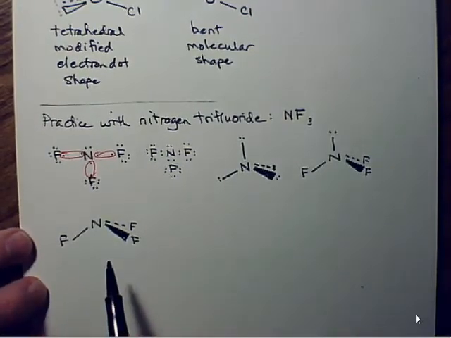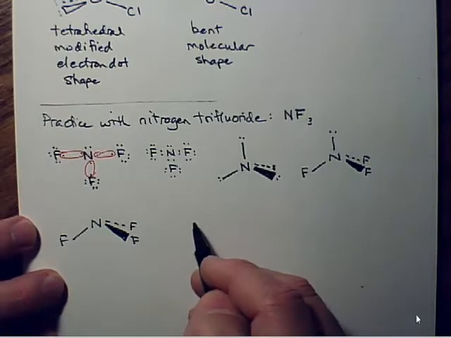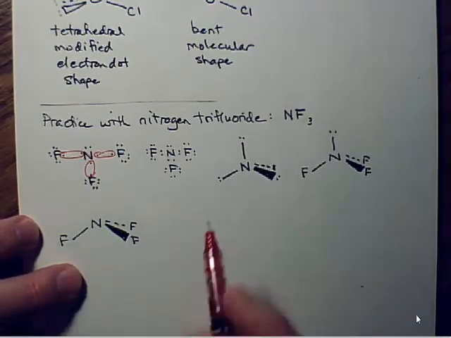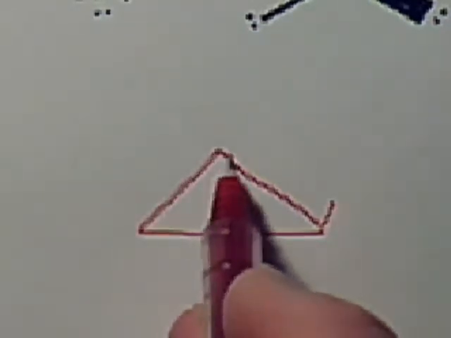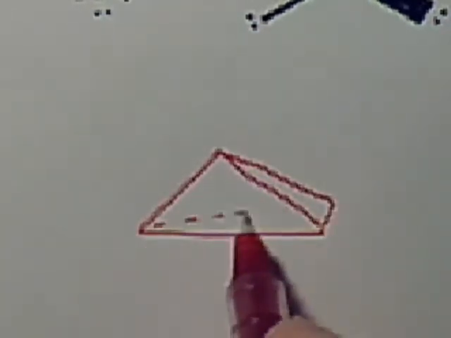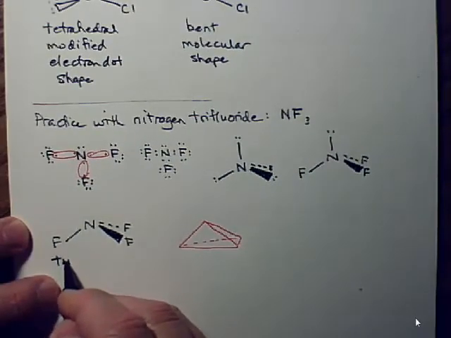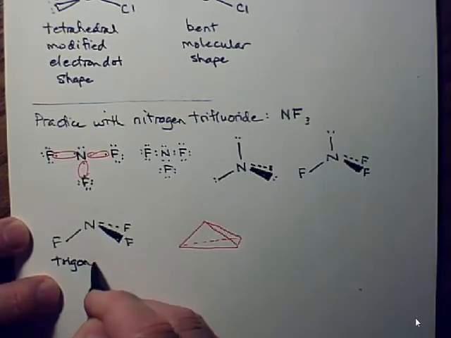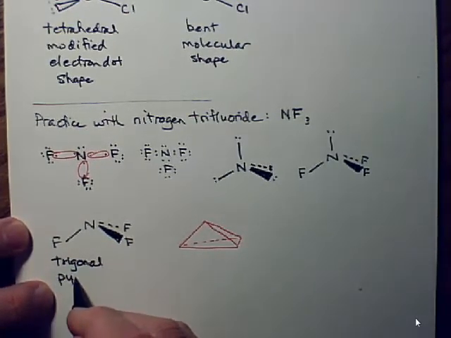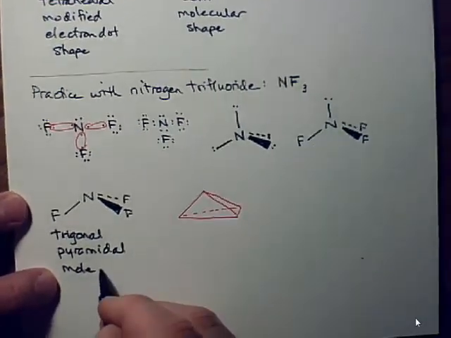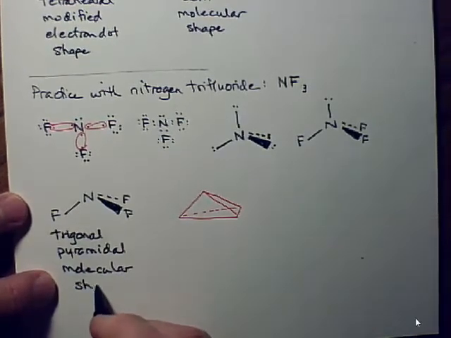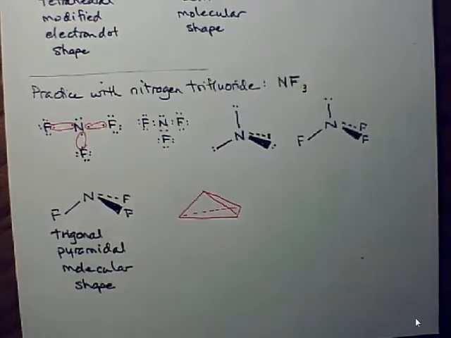Okay. Now this isn't called bent. This is a different kind of thing. Let me draw out a little drawing here that kind of shows where we get this name from. See if you can help me figure out what it's called. I bet you can. What's that look like? Yeah, it's a 3-sided pyramid. So this is going to be called a trigonal, or 3-sided pyramidal shape. Okay?